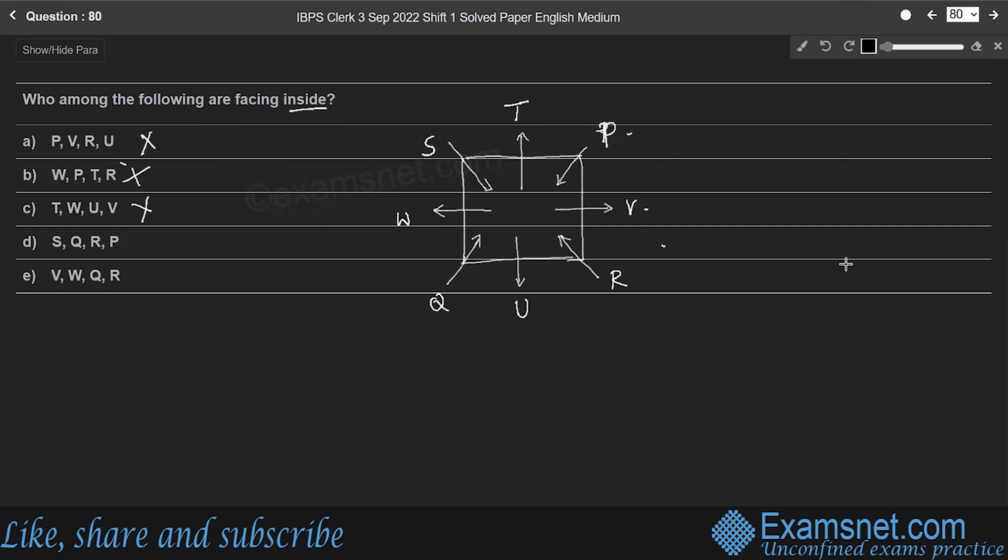Here, D, S, Q, R, P. S is facing inside, Q is also, R is also, P is also facing inside. Therefore, option D is the right answer.